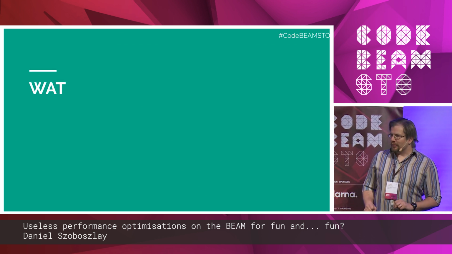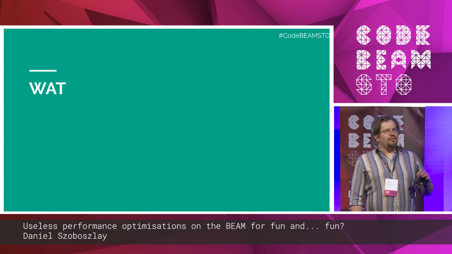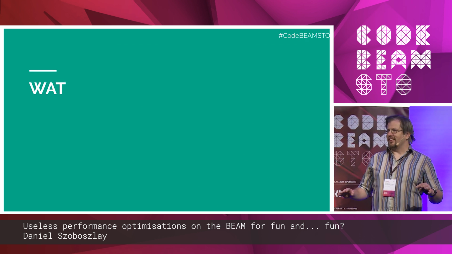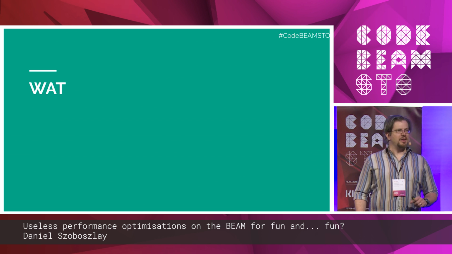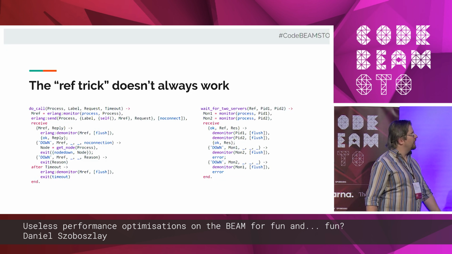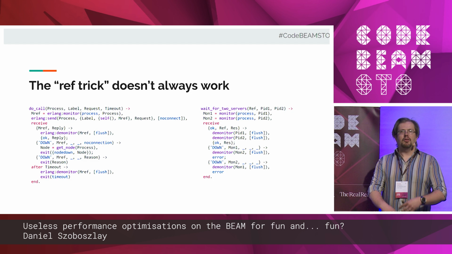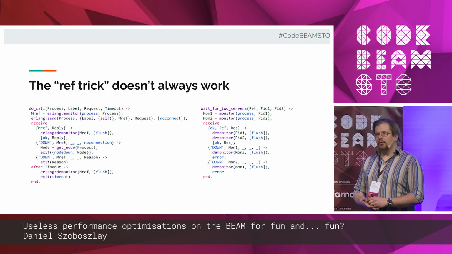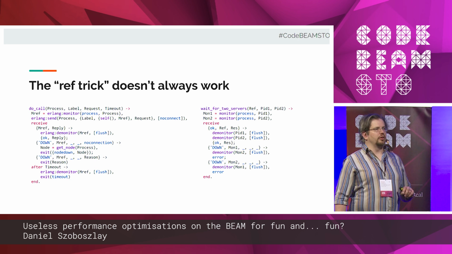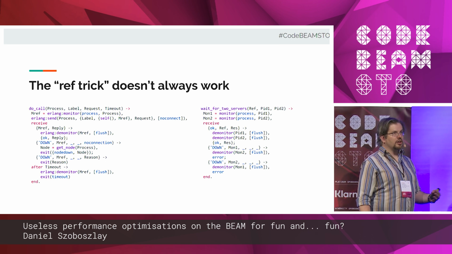I'm totally with you. But I can give you a few examples when this normally hidden layer just popped up its head and bit me. First example is about the ref trick. I hope everybody has at least heard about the ref trick before. This is a very nice optimization the compiler can do with your messaging code.